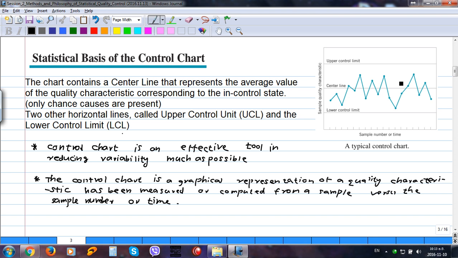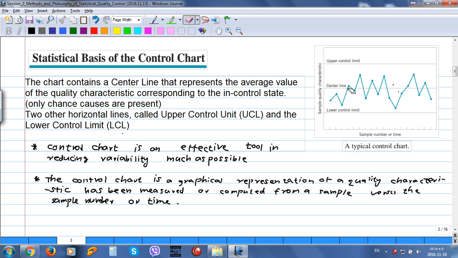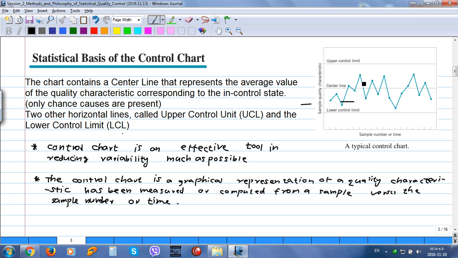If you observe this control chart, you can see that most of the plots are close to the center line, and only chance causes are present. If there are assignable causes, what happens? Then it goes out of control. If only chance causes are present, it is in control.